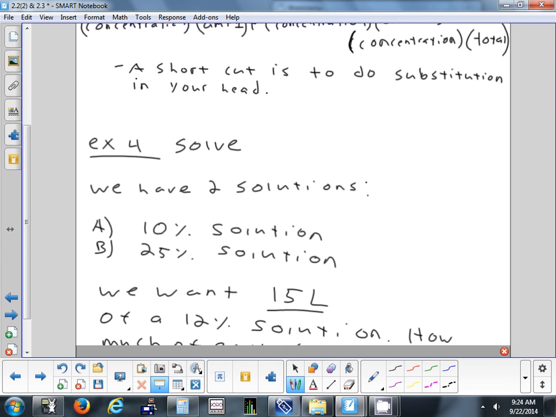Based on the strength of it, do you think I'm going to need more of solution A or more of solution B? And this is just kind of a common sense check, so when you get your answer, it kind of makes sense. You want more solution A. The concentration we want in the end is closer to 10, it's 12%. That's closer to solution A. So we're just going to need a little bit of B, mostly A.